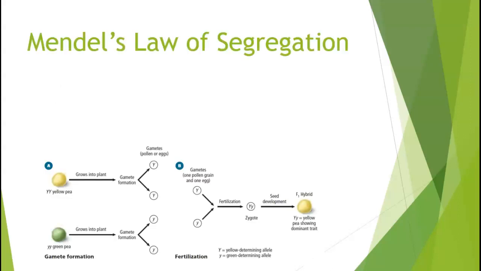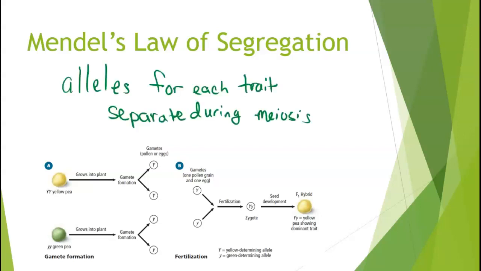The law of segregation was written by Mendel without even knowing what chromosomes were, not knowing what was inside of cells, not knowing anything about DNA, but he figured this one out. The law of segregation basically states that two alleles for each trait separate during meiosis. We saw this in meiosis when we looked at the formation of sperm and egg.